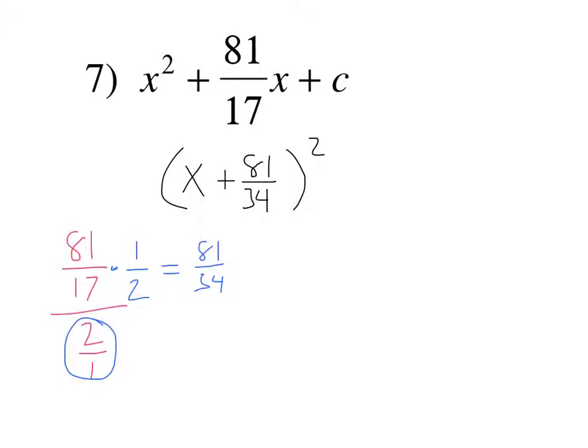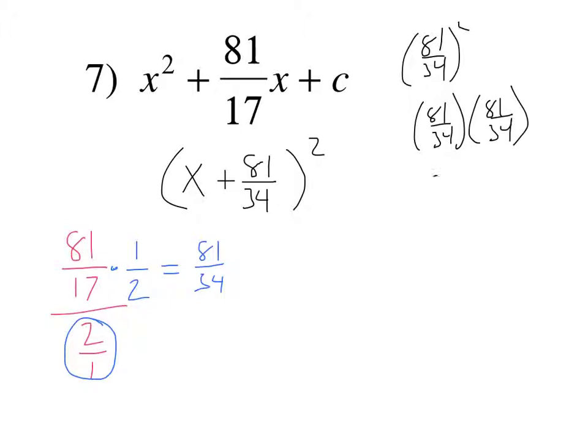Now again, slow down. We're not done. We took half of our b term. We're still trying to find that constant, c. So what do we do with 81/34? Square it. Don't ask me how to deal with calculators or how to deal with fractions in your calculator. You don't have to. You know that you've got to take 81/34 and square it, which means 81/34 times 81/34. Or if you want to get fancy, you can say it's 81 squared over 34 squared.